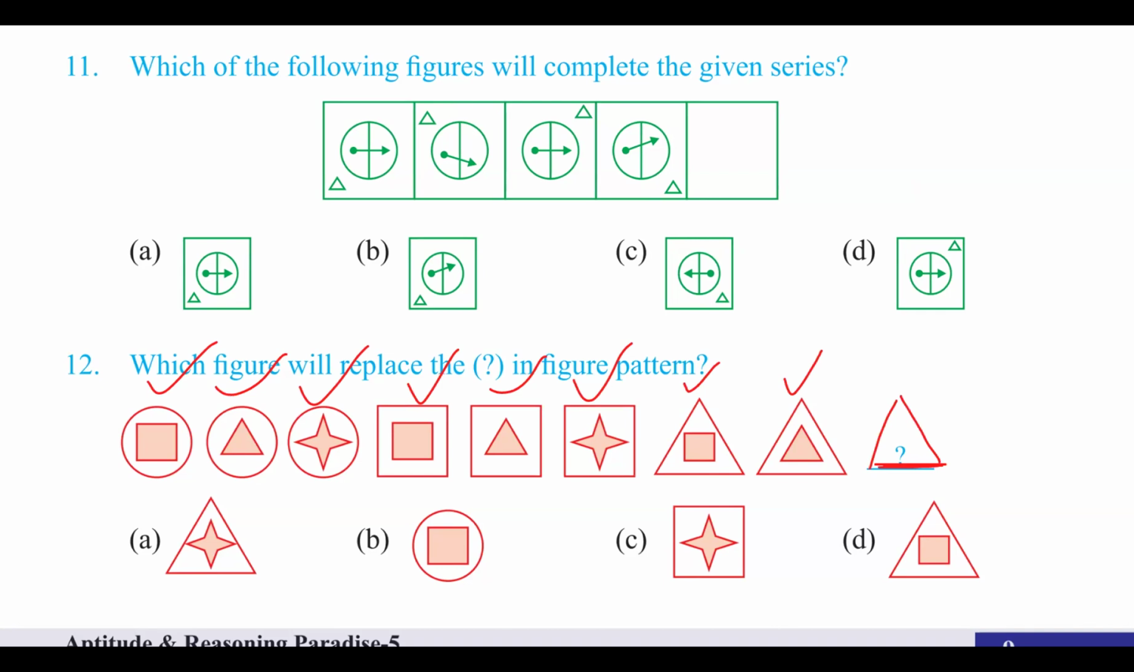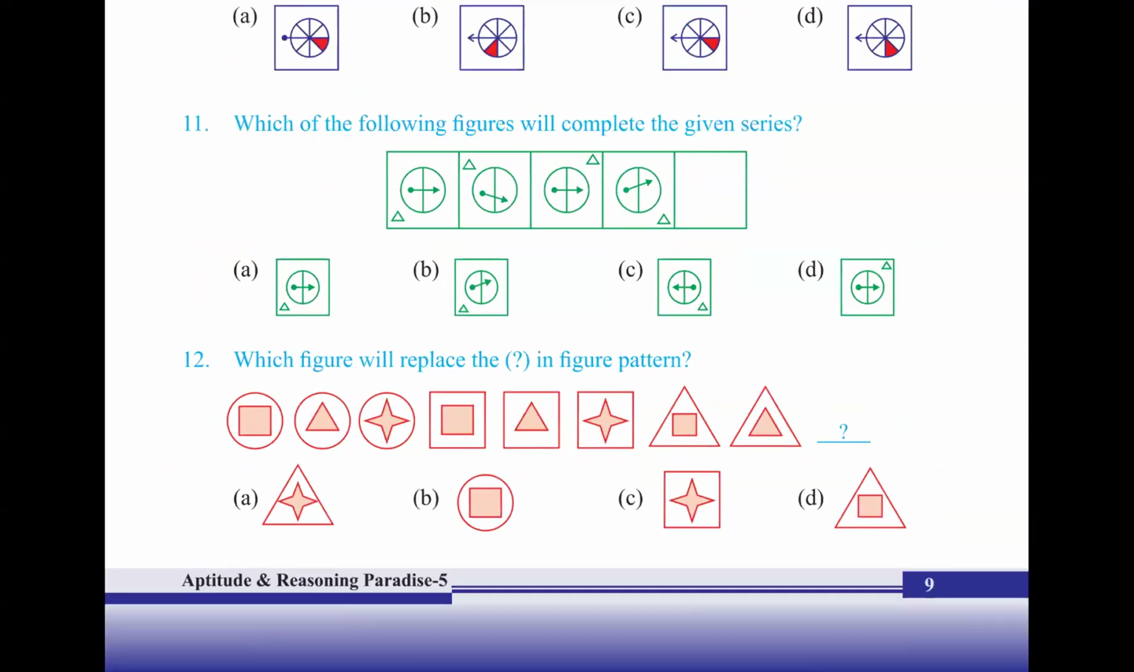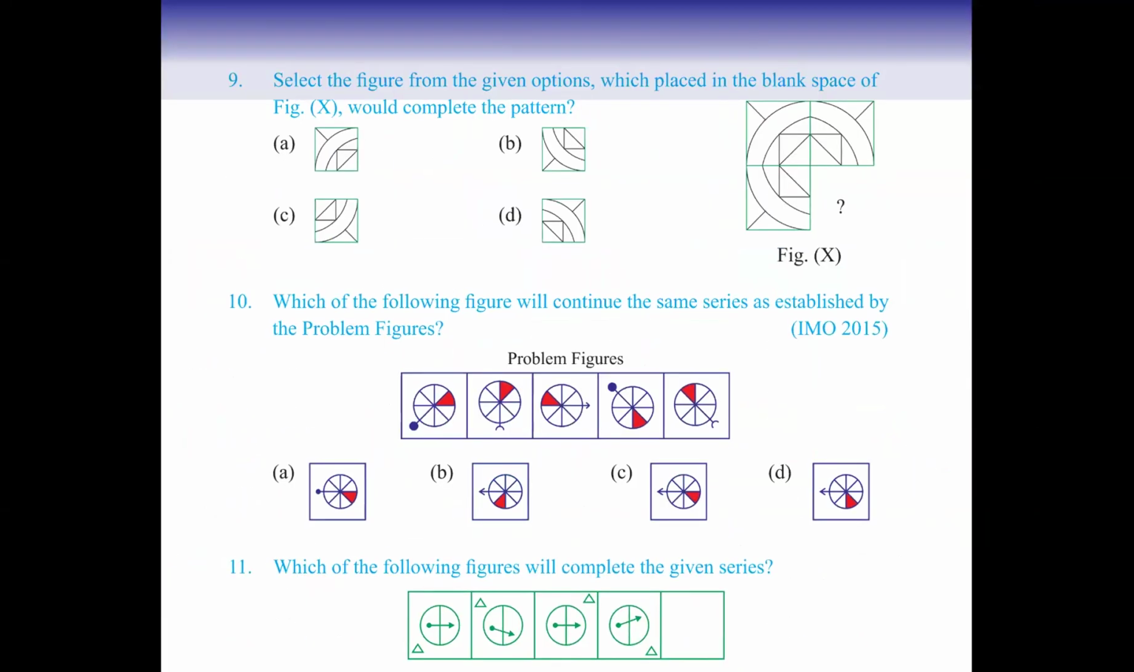Then if we see the shapes drawn inside these shapes: square, triangle, star, square, triangle, star. So in this one also square, triangle, and it should be star, which is option number A. That's correct. Okay, so I hope you have got how the patterns are based in the form of shapes. Is it clear to both of you?